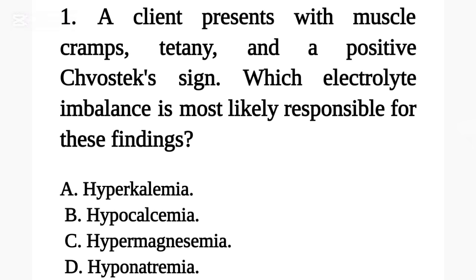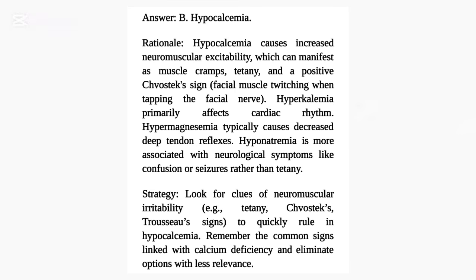1. A client presents with muscle cramps, tetany, and a positive Chvostek's sign. Which electrolyte imbalance is most likely responsible for these findings? A. Hyperkalemia, B. Hypocalcemia, C. Hypermagnesemia, D. Hyponatremia. Answer: B.